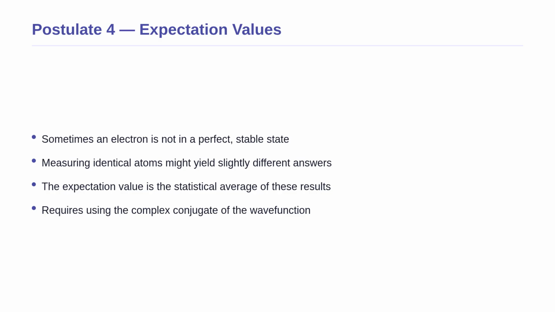Because quantum mechanics is based on probability, measuring the exact same property on thousands of identical atoms might yield slightly different answers each time. To resolve this, we calculate an expectation value, which is simply the statistical average of all these possible measurement results. This allows us to predict the most likely outcome of a massive number of laboratory experiments.